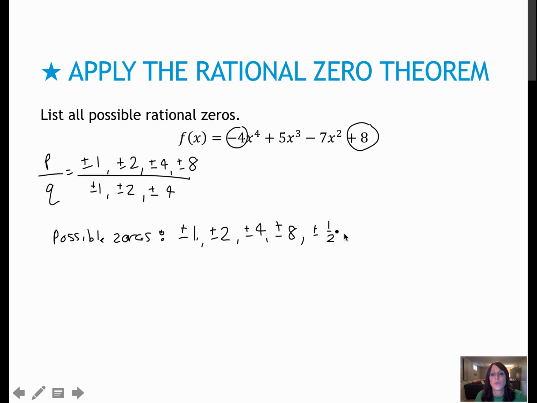Then it could be 1 over 4. It could be 2 over 4, which reduces to 1/2, and I already have that one. It could be 4 over 4, which reduces to 1, which I already have. And it could be 8 over 4, which reduces to 2, which I already have. So here's my possible zeros, and that's all I had to do for this question.